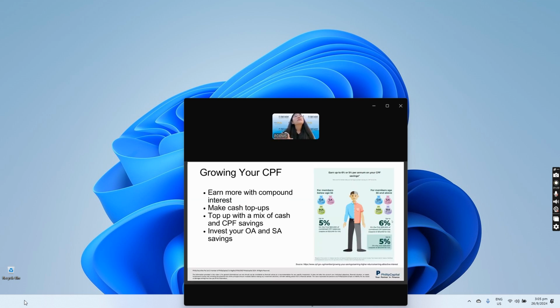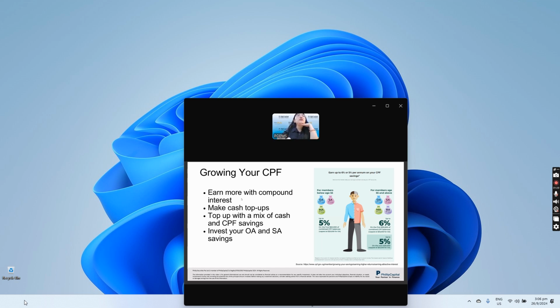So next thing, how to grow our CPF. Currently, our CPF OA, SA or even MA monies earn some interest rate. The government provides some interest rate. OA is around 2.5% per annum, SA is 4% per annum, MA is 4% per annum. After 55 years old and above, we have the RA account, the retirement account, and it will also be around 4% per annum.